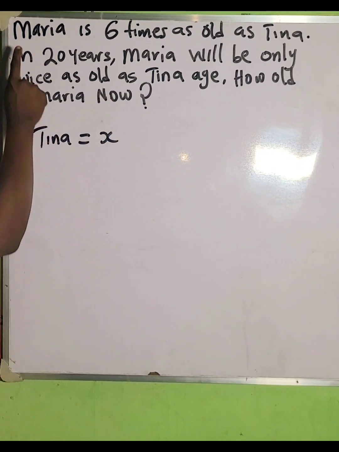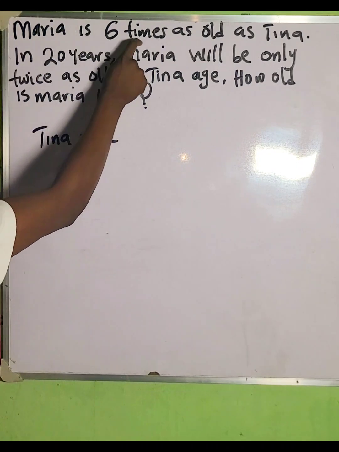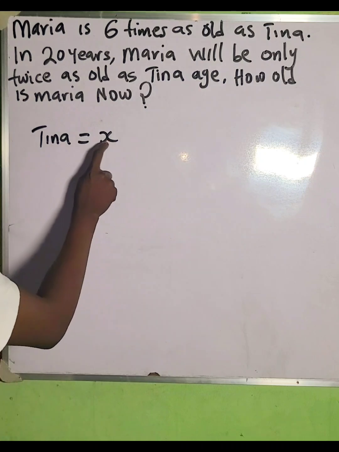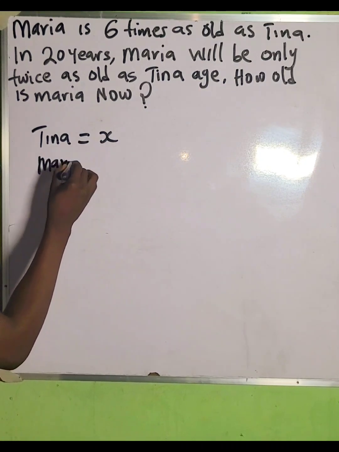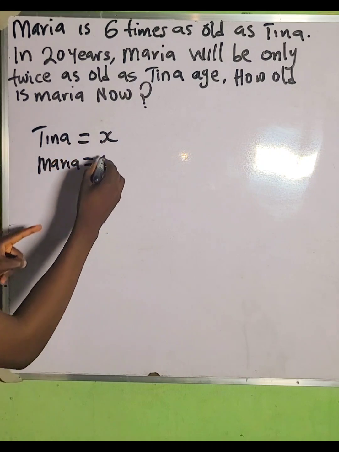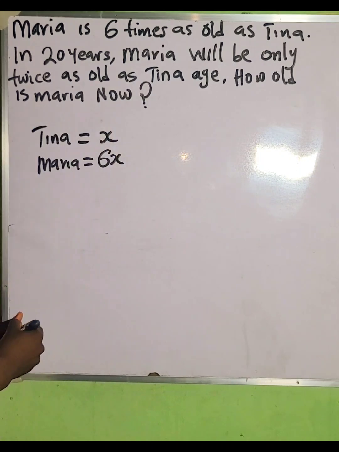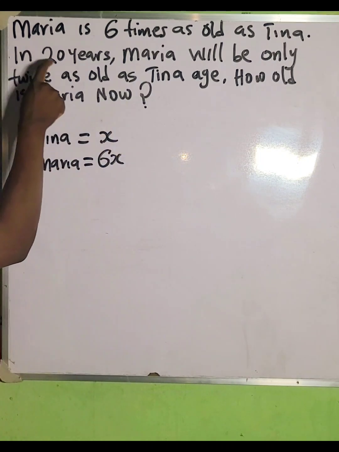Now you come back to the first line again. Maria is 6 times as old as Tina. So since we let the age of Tina be x, then the age of Maria is going to be 6 times x, which is going to be 6x. Now, the question further reads, in 20 years.